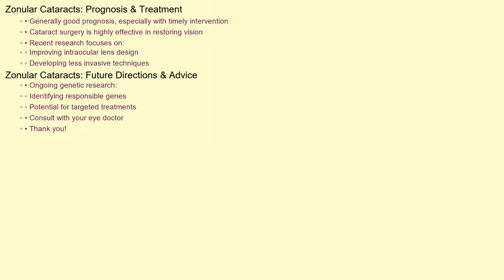Recent research is focused on improving the design of intraocular lenses and developing less invasive surgical techniques. Furthermore, ongoing genetic research is aimed at identifying the genes responsible for zonular cataracts, which could potentially lead to future treatments that target the underlying cause. Remember to consult with your eye doctor for personalized advice and management of zonular cataracts.